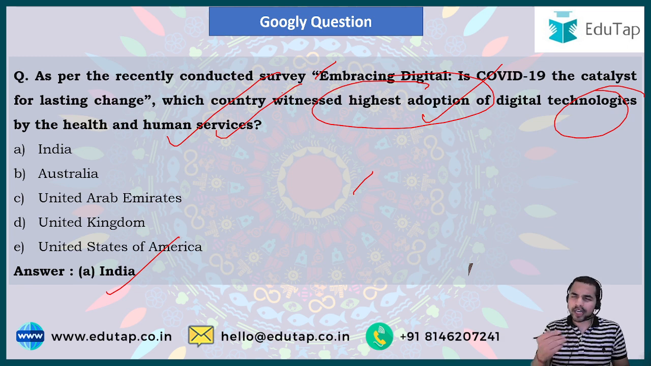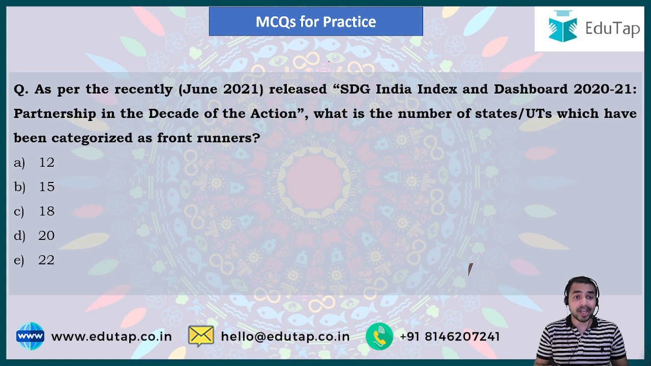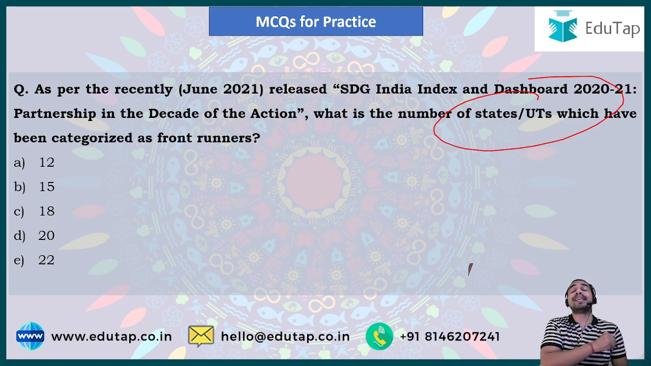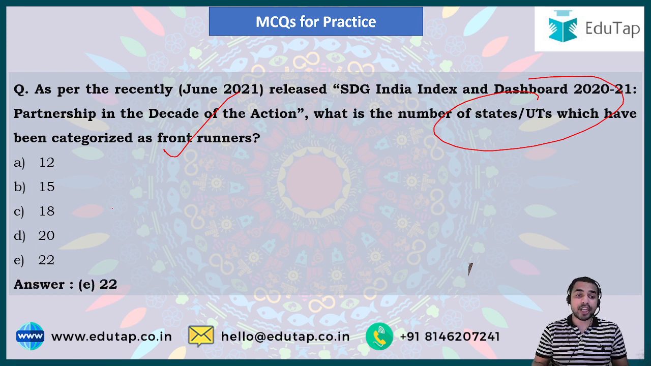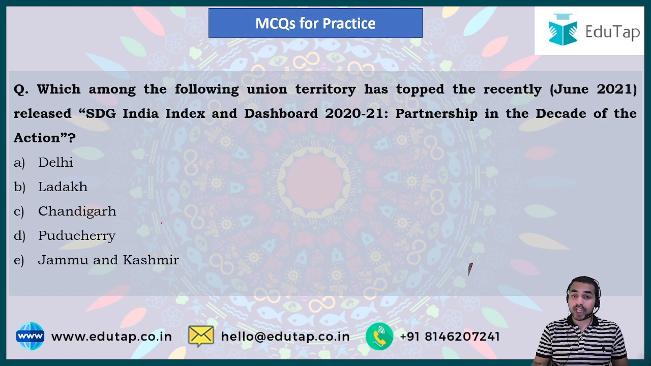So guys, now let's move on to the questions from the session itself. And guys, the next question is here on your screen, and the question is related to the number of states and union territories which have been categorized as front runners. So guys, we have discussed this particular thing in today's session, and guys, the right answer to this particular question is option E, that is 22. So guys, now let's move on to the next question.